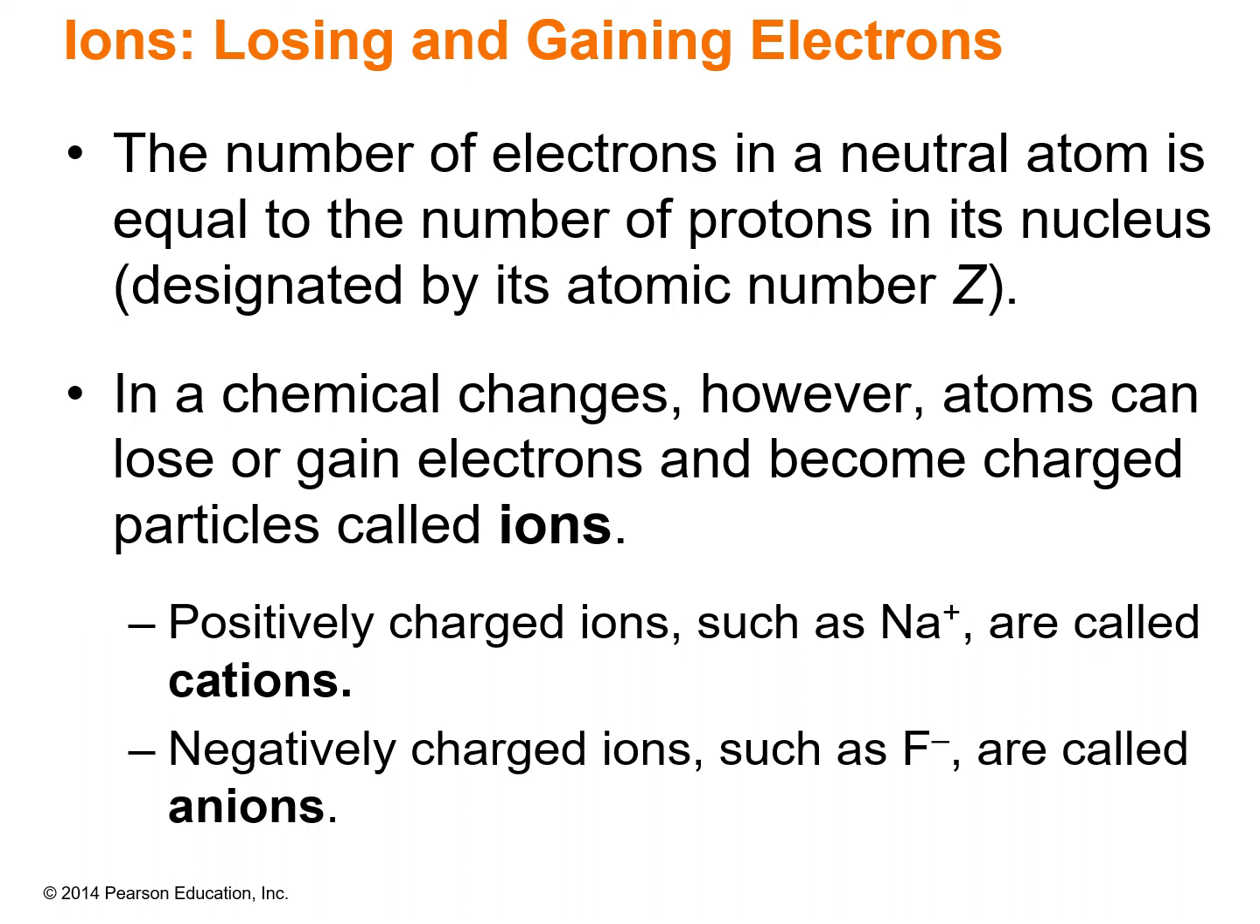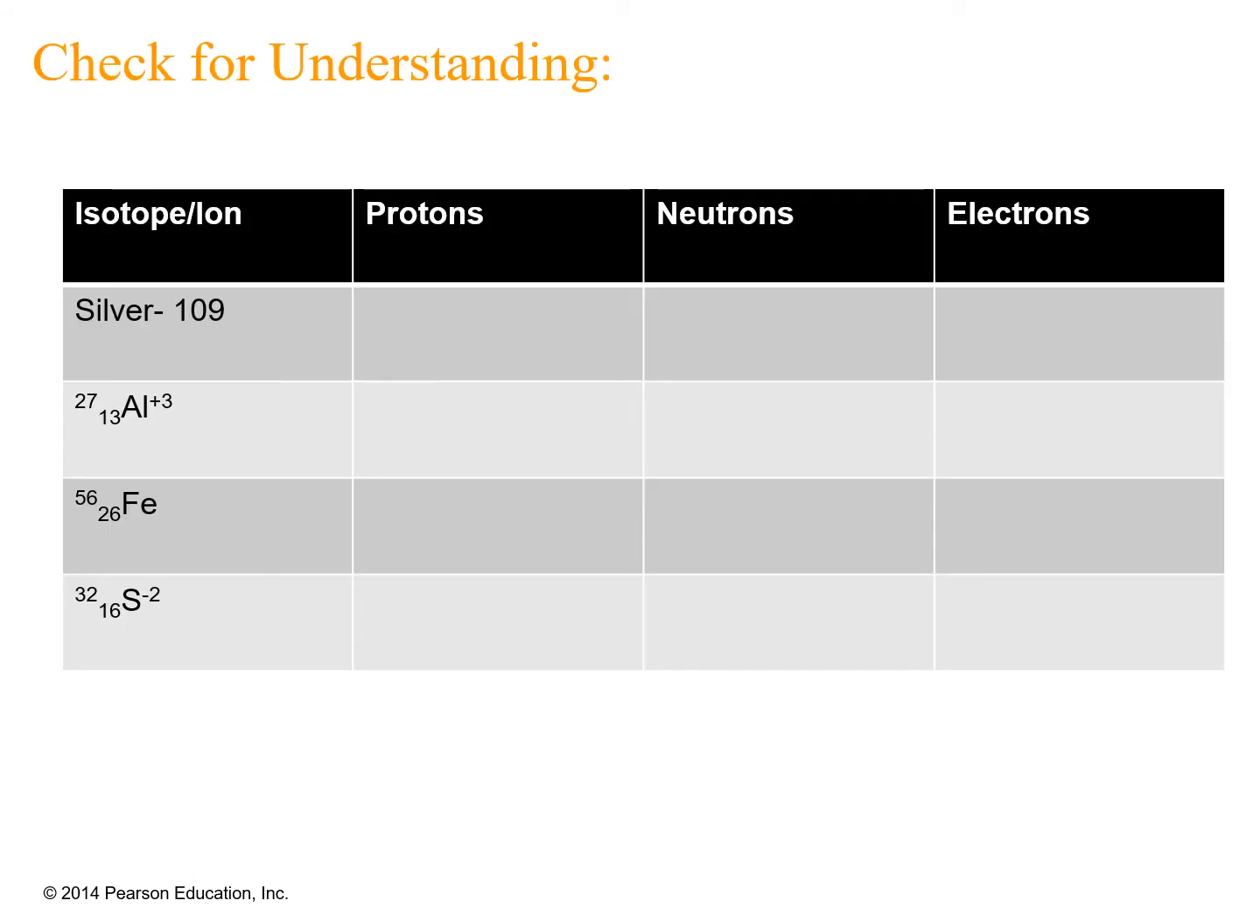Let's work through a couple of these examples together. So here I have 4 different isotopes and ions. Together we're going to go through how many protons there would be, how many neutrons, and how many electrons. So our first sample, silver 109, is the one where it gives you the name and the mass number. So you would need to look up on the periodic table, what is silver? Silver is number 47 on the periodic table, meaning that we have 47 protons.